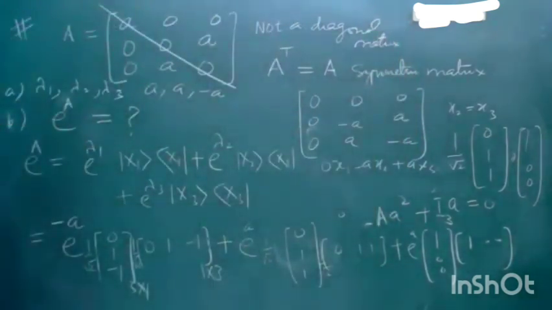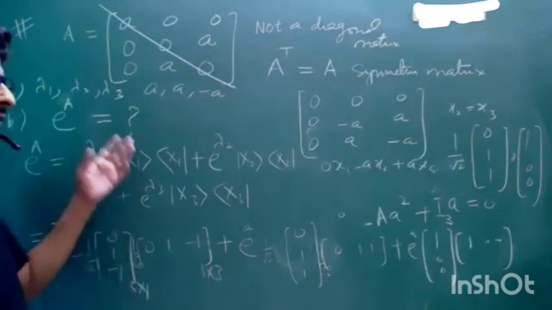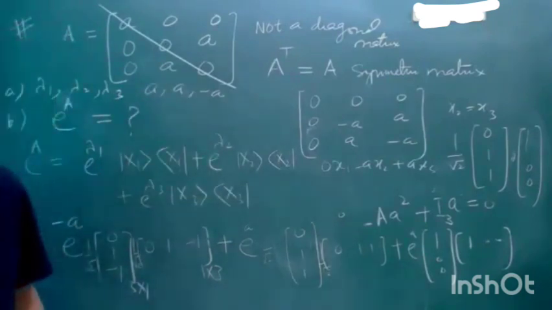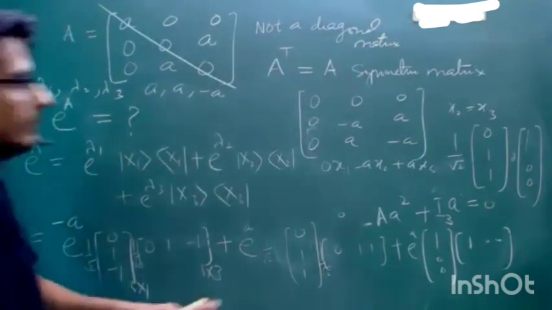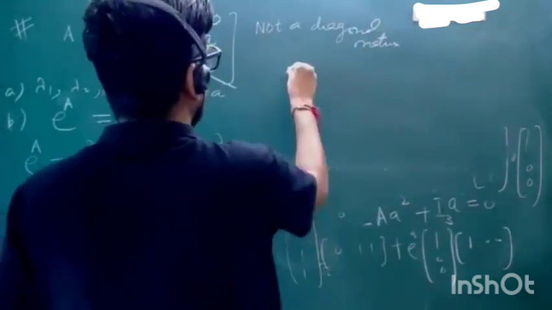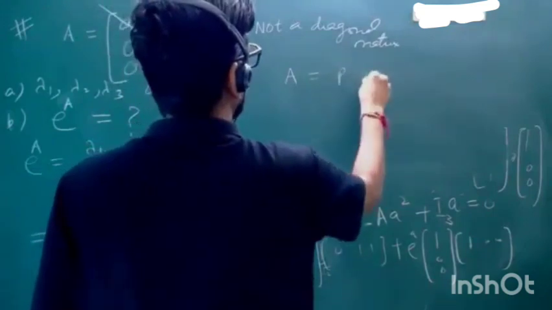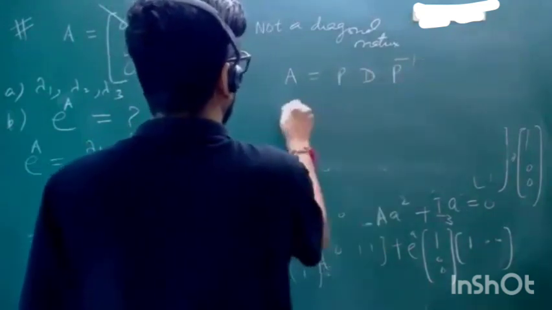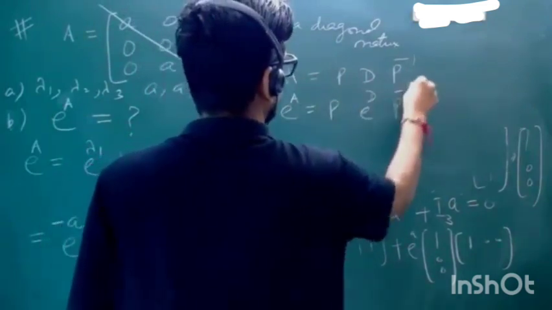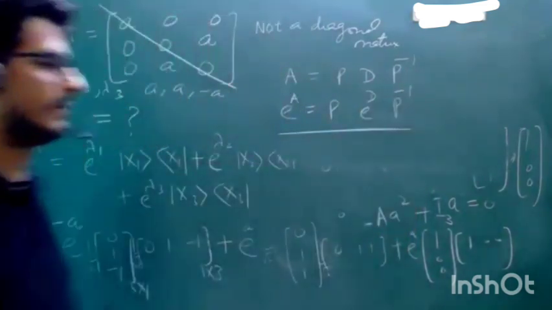Sir, to calculate e to the power a, we also can diagonalize the matrix A and then apply e to the power a. No? Then there also you will have to write the P matrix and P inverse matrix, which is not easy either. When you write A, that becomes P D P inverse, so when you write e to the power A you will have P e to the power D P inverse. So you still have to do this much.